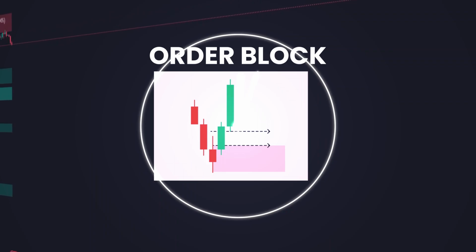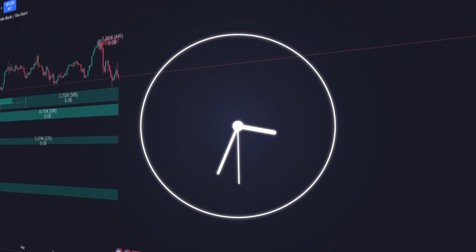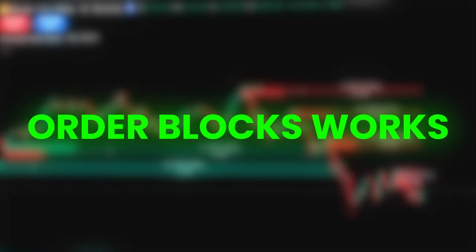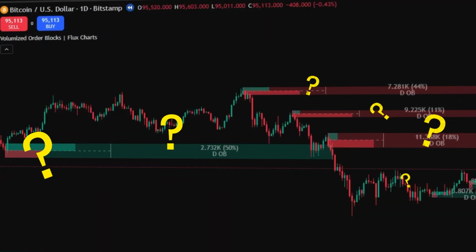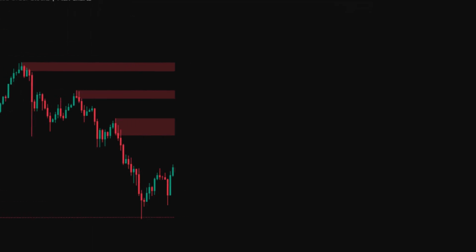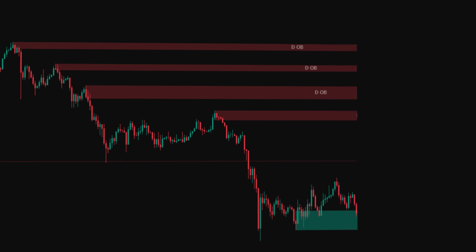If you have spent any real time trading with order blocks, you already know the frustration. The issue is not that order blocks do not work. The issue is how these indicators decide what counts as one. Most of them are not applying any real logic. They are scanning for candle patterns and drawing a box. That is it.